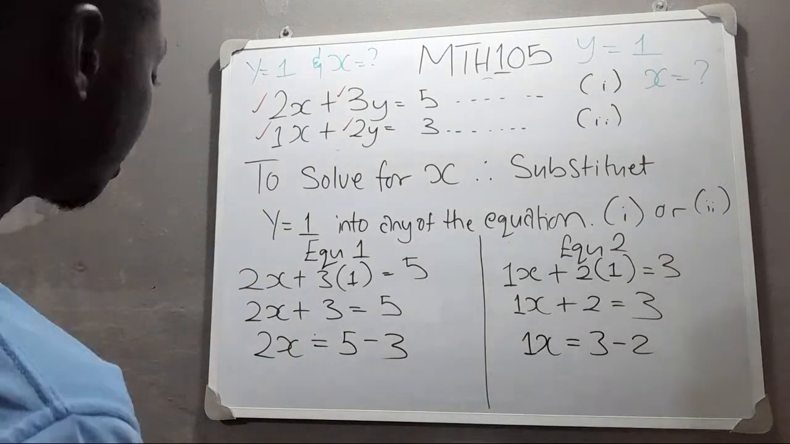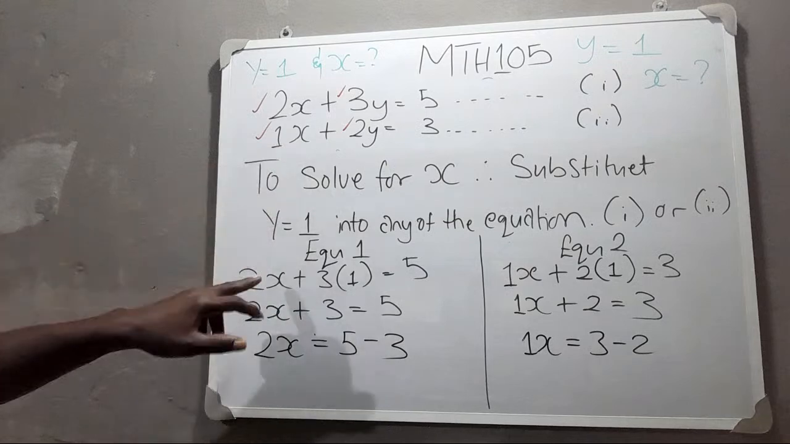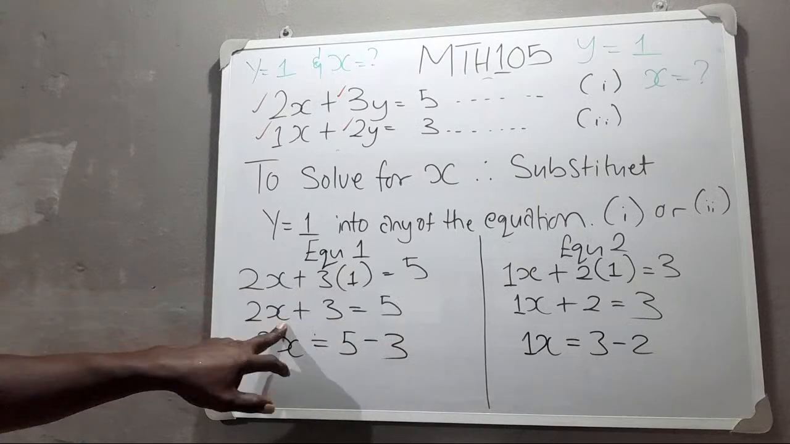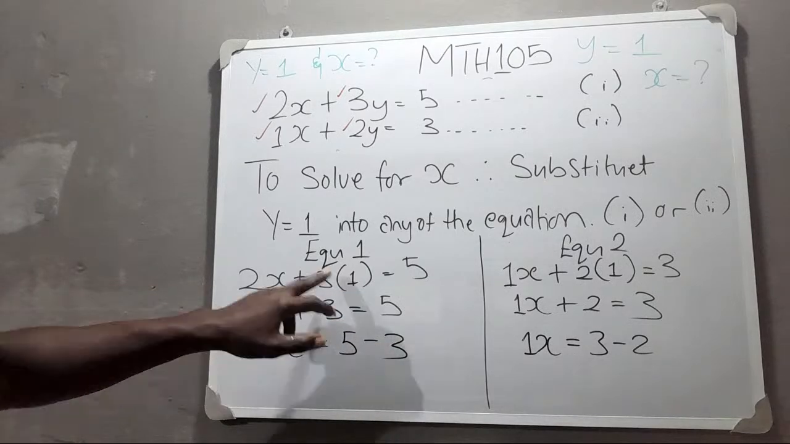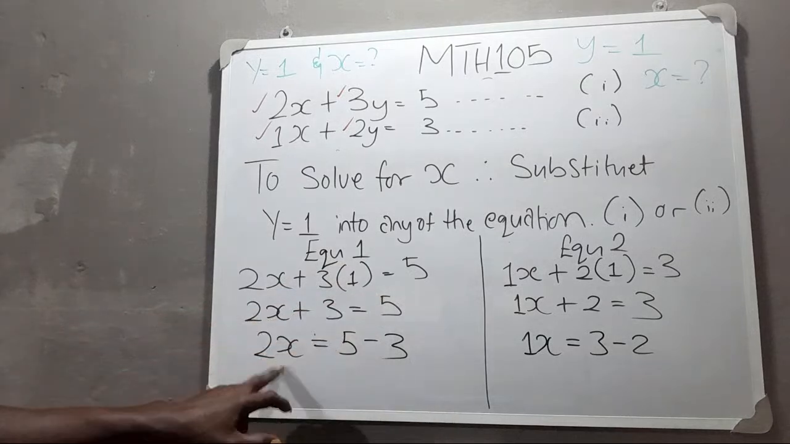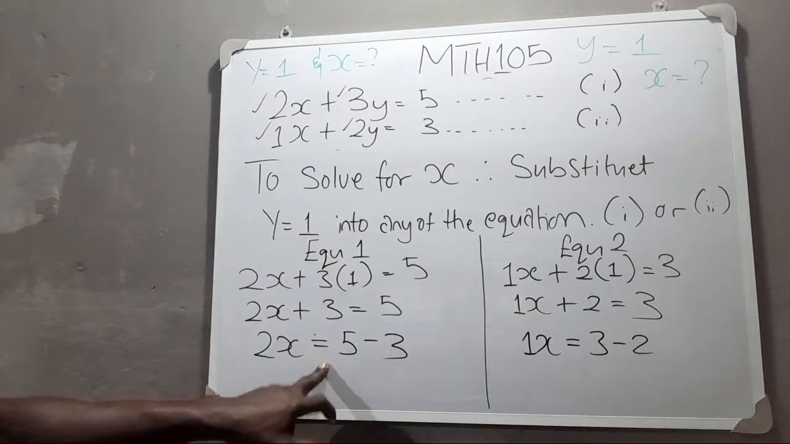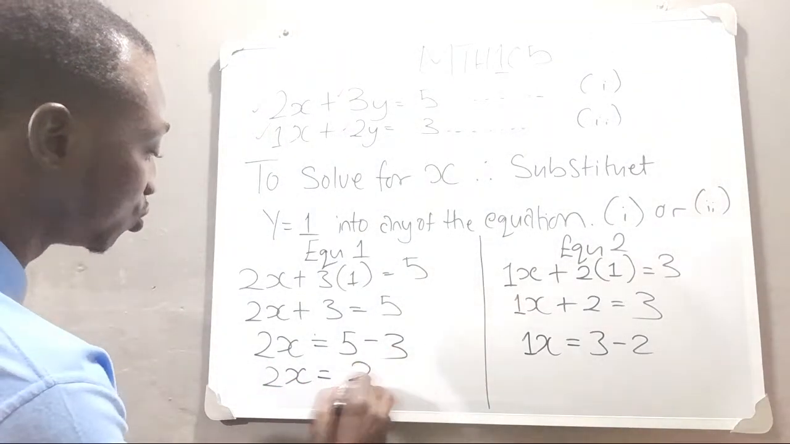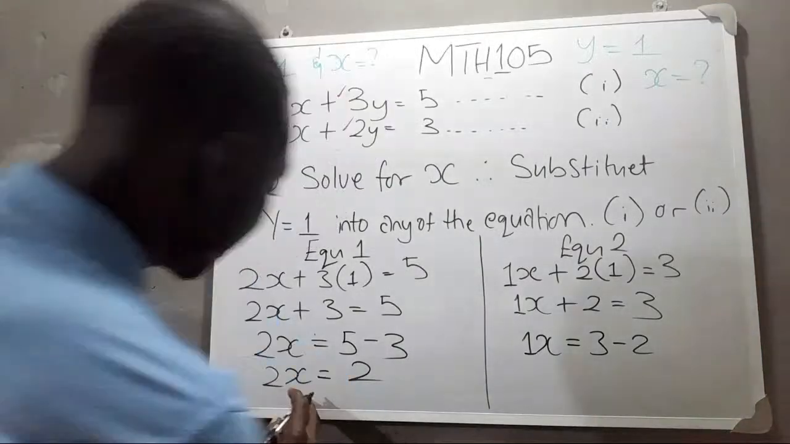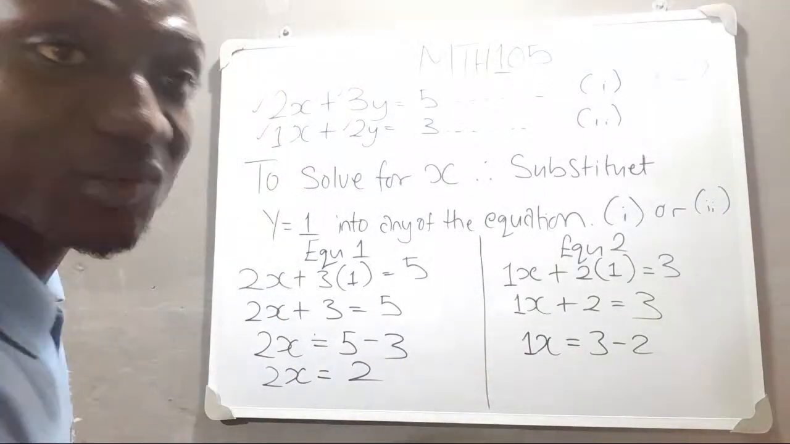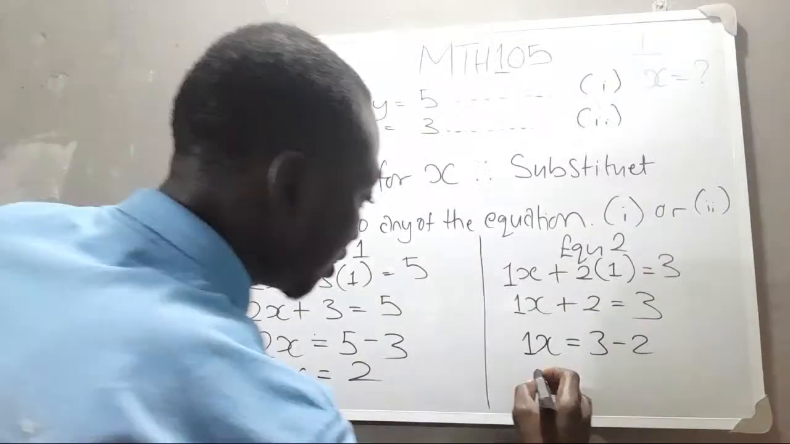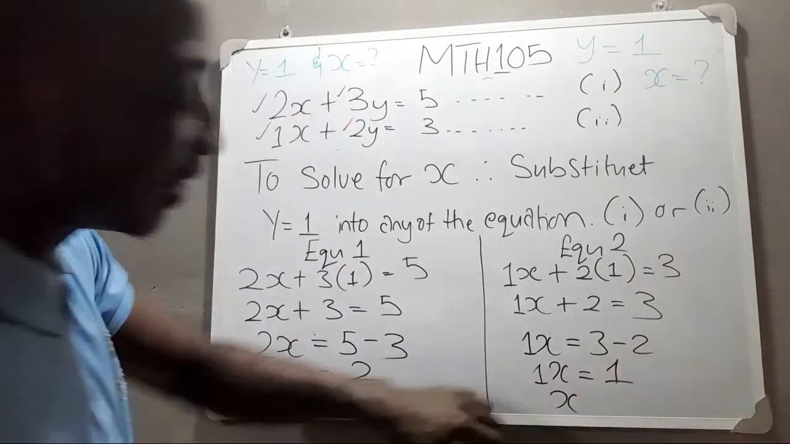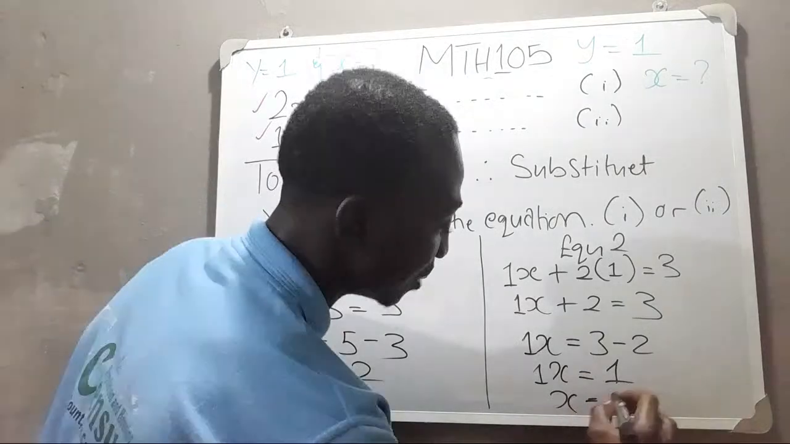So for this one, we have 2x plus 3 into y equals 5. We have 2x plus 3. We bring out 2 plus 5. So we have 2x equals 2. But I believe you all can see what I'm doing here. So this one now is 1x equals 1. Just like I said earlier on, 1x is as good as x. X is equals to 1.